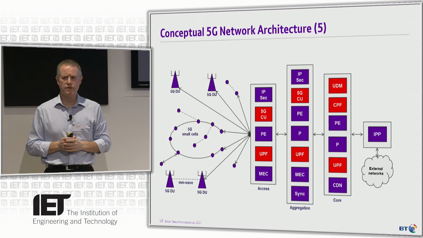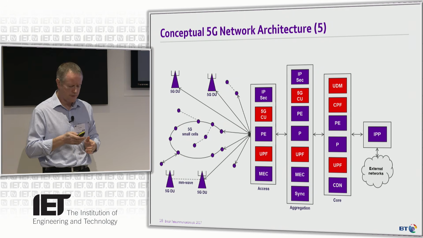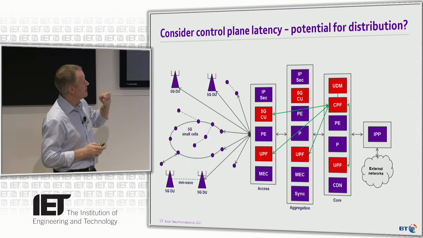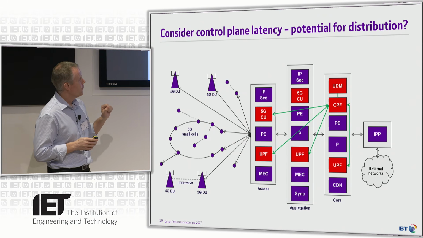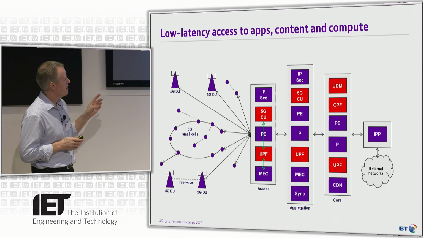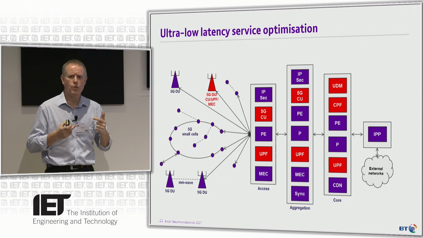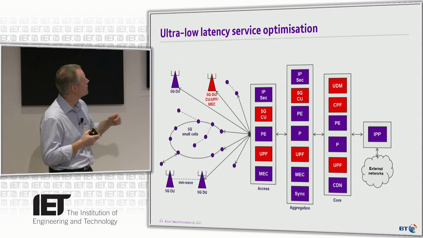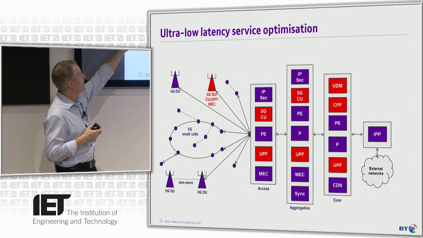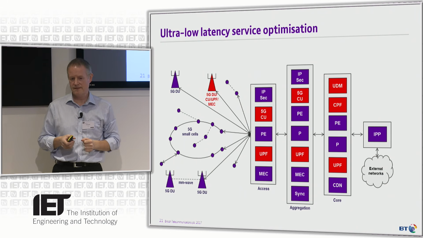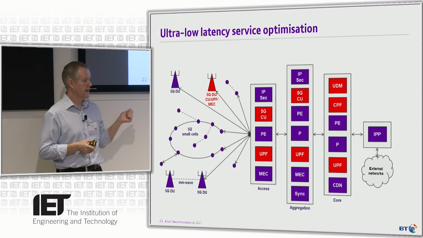But what if you do want to do 1 millisecond or thereabouts? Well, actually, we could look at distribution even further in the network. We could distribute control plane functions as necessary, we can access locally, or we push right the way out to the very edge of the network. So here I'm showing a 5G DU with its CU components, its user plane function, and its multi-access edge compute, all on the cell site.